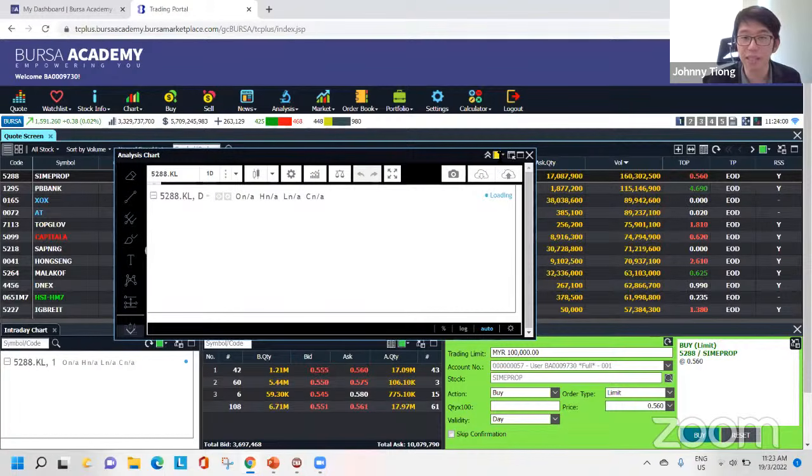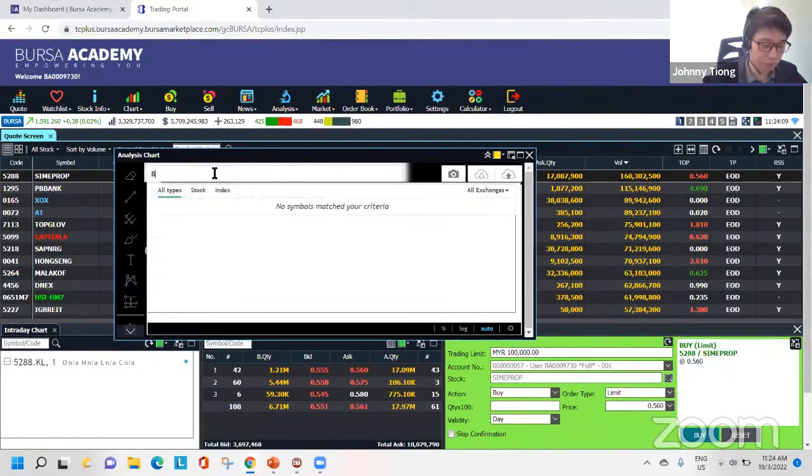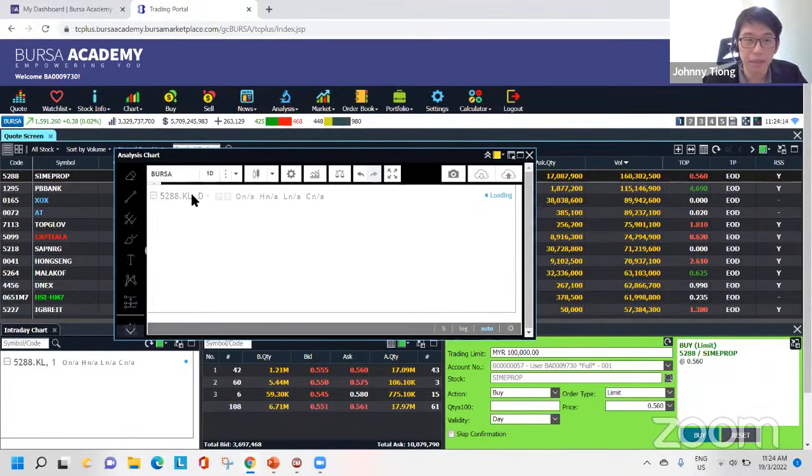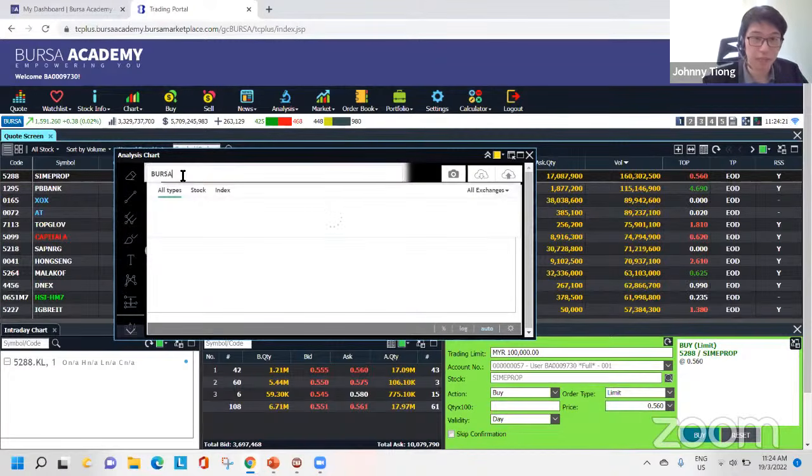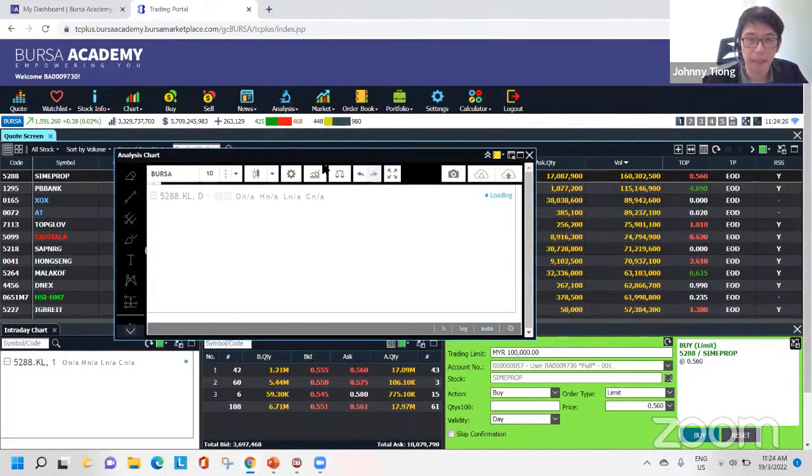You see the color is yellow, meaning it's not tied to any of the windows. For example, I want to look at one stock, Busa. I just type Busa. Nothing happens... I think it's okay. When we press Busa, it will come out, and then we can see whether we're on the daily chart, weekly chart, or monthly chart.